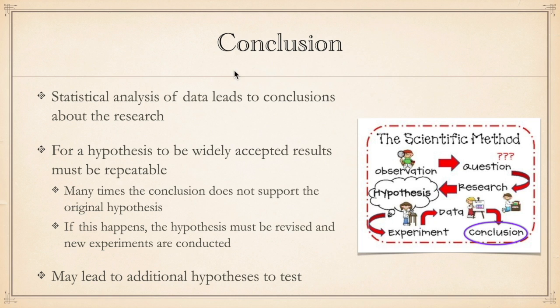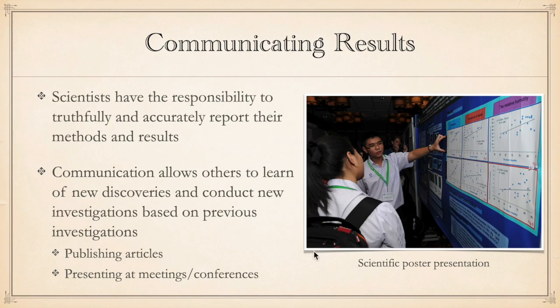Conclusion. So statistical analysis of data leads to conclusions about the research. For a hypothesis to be widely accepted, results must be repeatable. Many times, a conclusion does not support the original hypothesis. If this happens, the hypothesis must be revised and new experiments are conducted. So you're at the conclusion here, and again, you can kind of recycle a lot of this. This is a very simplified scientific method here. This may lead to additional hypotheses and tests.